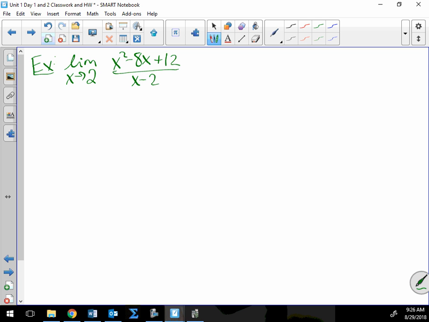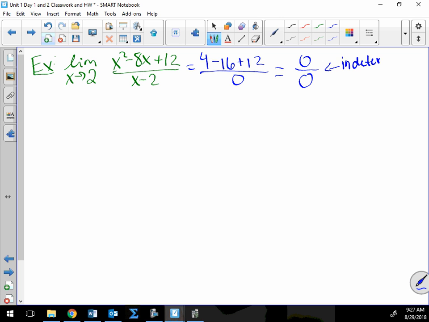When we try to do direct substitution here, let's see, 2 squared is 4, 2 times 8 is 16, plus 12. So we get 0 for the bottom. Alright, what do we get on top? Yikes, we get 0 over 0. This is called an indeterminate form.